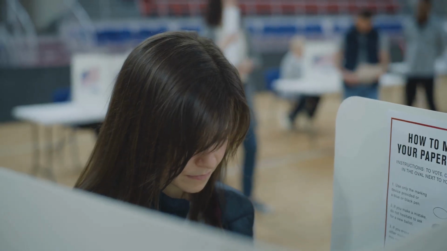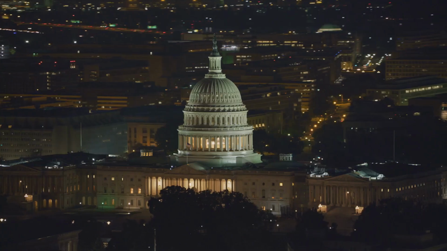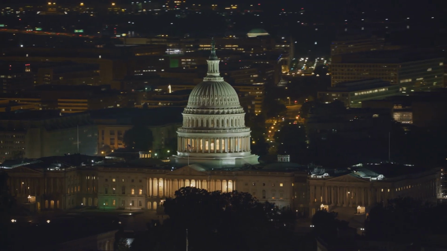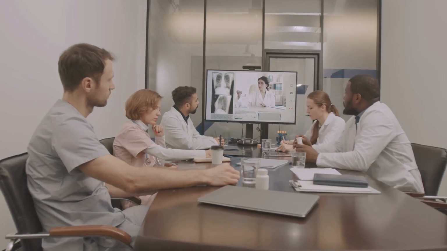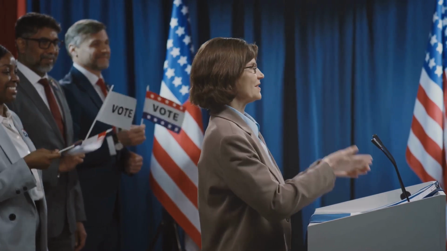But voting in the United States can seem a little confusing. Don't worry, we're going to break it all down for you. We're going to talk about something called the Electoral College. The Electoral College is a group of people who officially elect the President and Vice President of the United States. Think of it like a big decision-making team. Each state gets a certain number of electors on this team. It's not a popularity contest where the candidate with the most individual votes automatically wins.